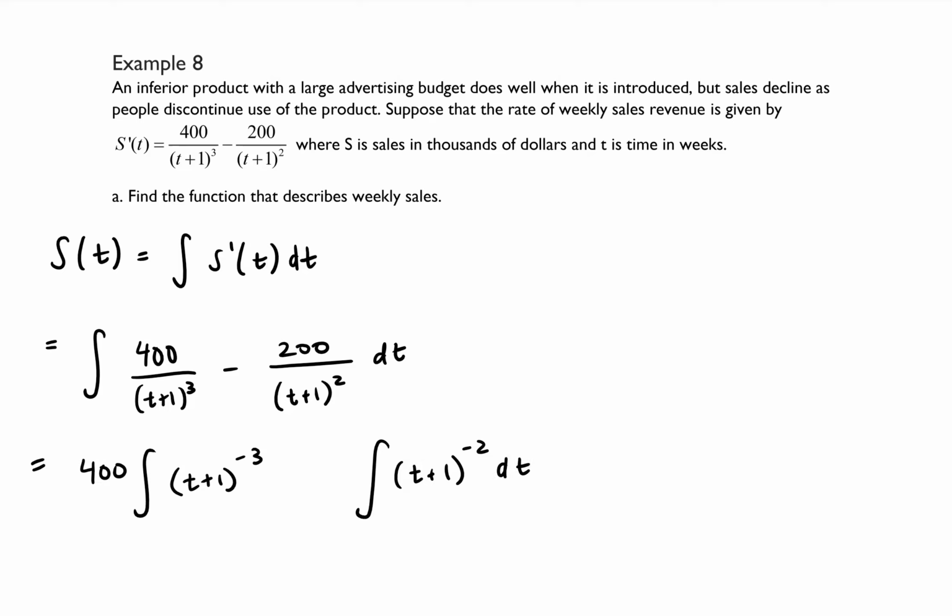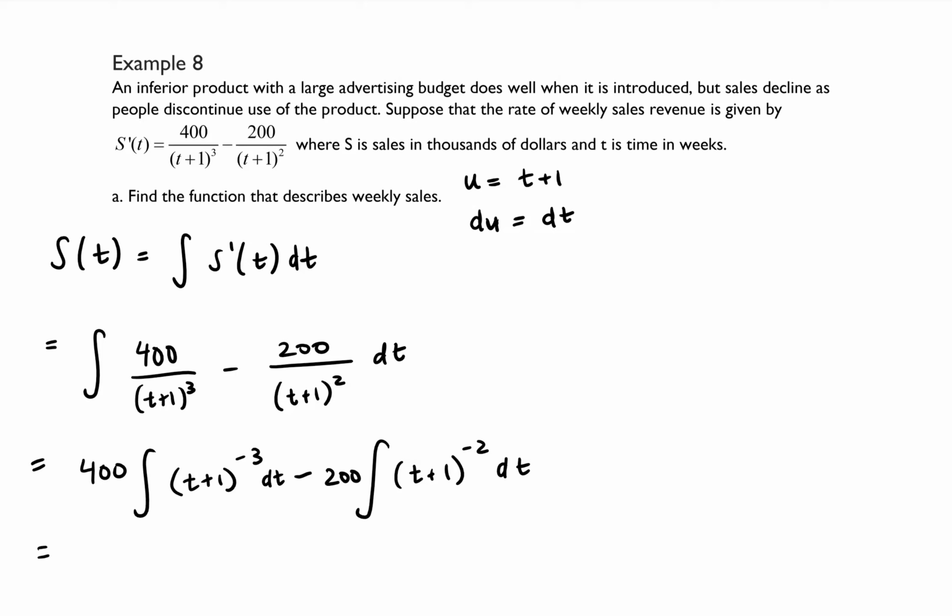And I forgot that there should be a dt right here. That's a minus sign. Okay, and we don't need to use u substitution here because if we made u equal t plus 1, then du is just going to equal dt because the derivative of t is 1. So you could use u substitution, but I'm just going to increase the powers by 1 and then divide by that new power.